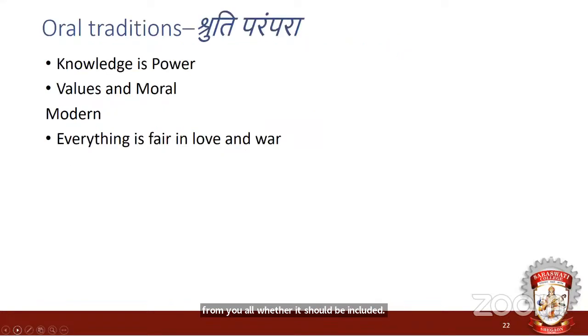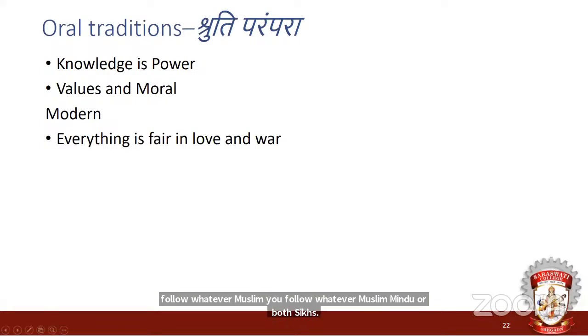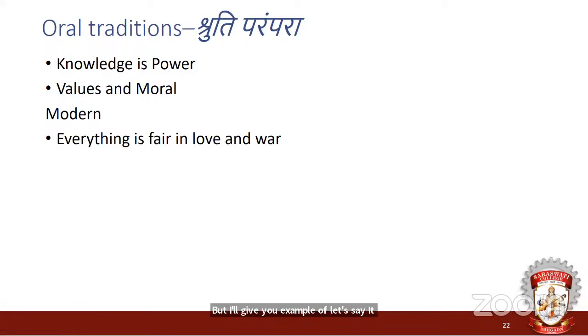Okay, so let us understand one fundamental thing about IKS and the education system. We have a tradition of Shruti Parampara, because knowledge is transferred orally. I don't know which belief you follow, whether Muslim, Hindu, Buddhist, Sikh, Christian, whatever you follow. But I'll give you an example of, let's say, the Mahabharata. It is said that Dronacharya conveyed all his knowledge orally to Arjuna, or through practice to Arjuna.